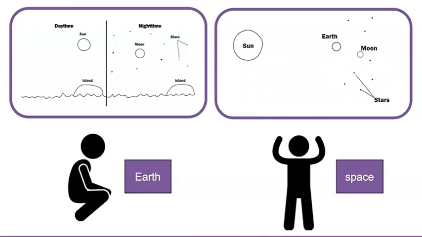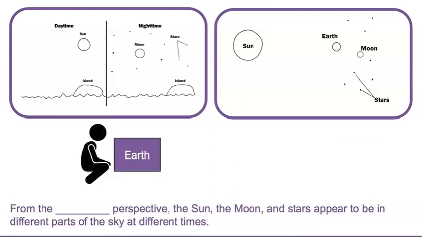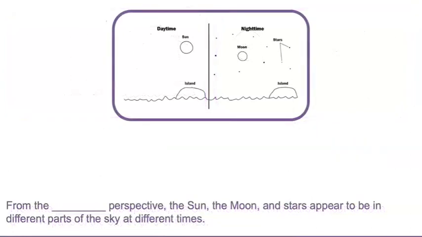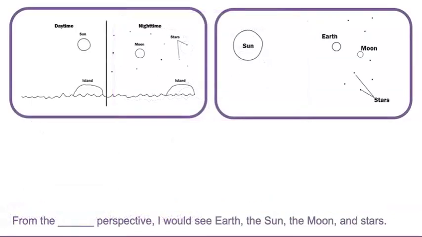Ready? Let's go. From the blank perspective, the sun, the moon, and stars appear to be in different parts of the sky at different times. What do you think? Is it Earth perspective or space perspective? If you are touching your knees, then you are correct. From the Earth perspective, the sun, the moon, and stars appear to be in different parts of the sky at different times. Ready for another one?